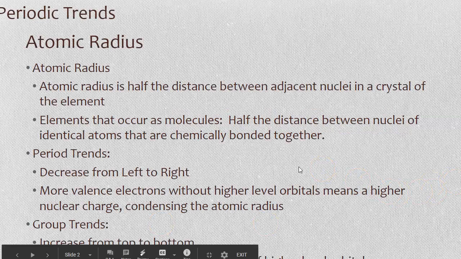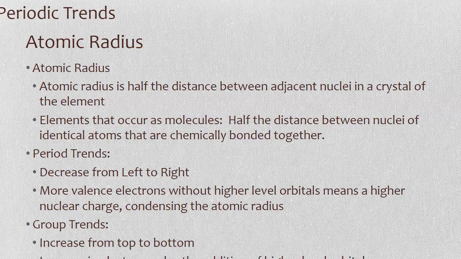The first trend we're going to talk about is the atomic radius. The definition of the atomic radius is that it is half the distance between adjacent nuclei in a crystal of the element. That sounds like a lot of words to basically say, if you look at a circle, because most atoms are circles, a radius goes from the center to the end of the circle, versus the diameter being the whole thing. It makes sense that a radius is basically half the distance between the two circles.